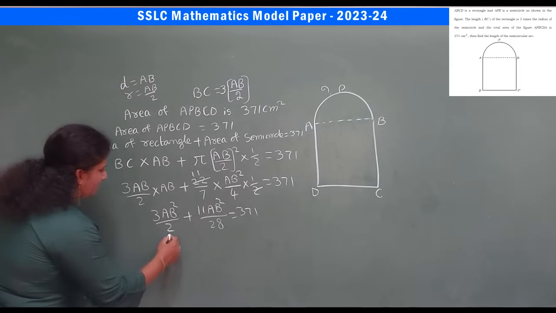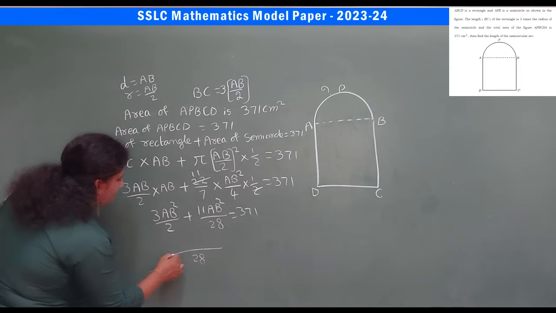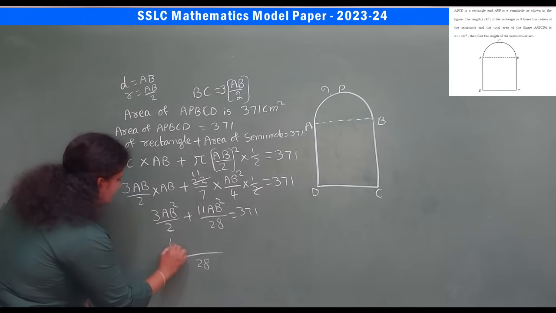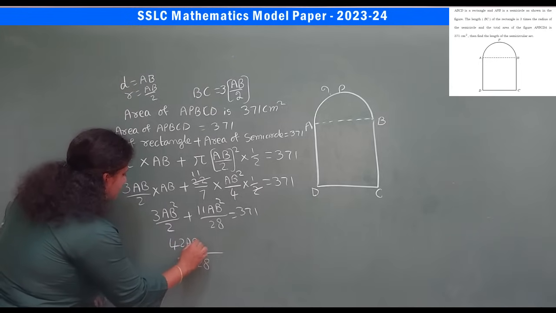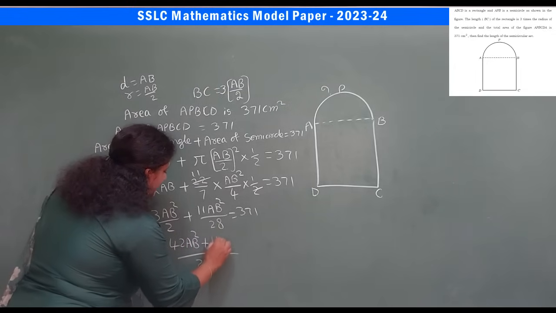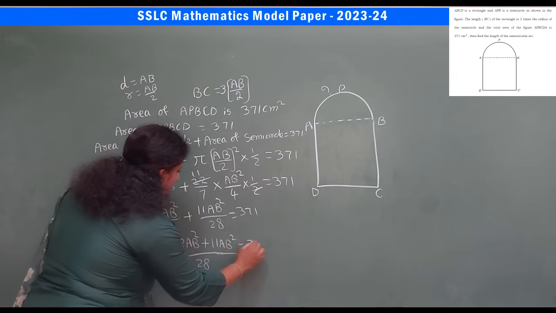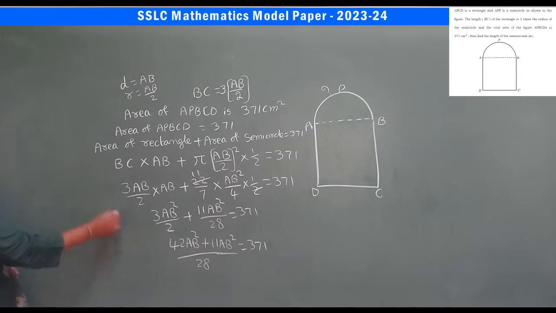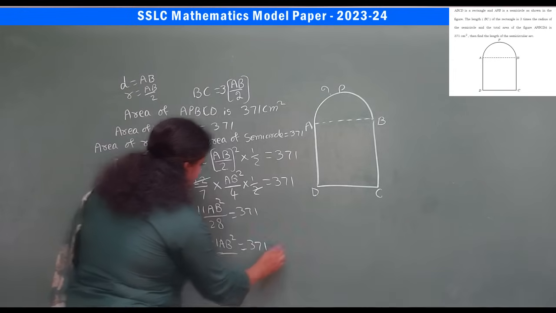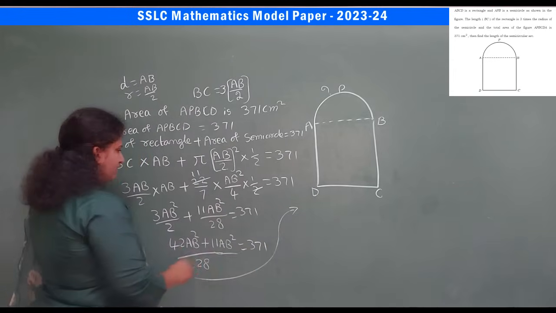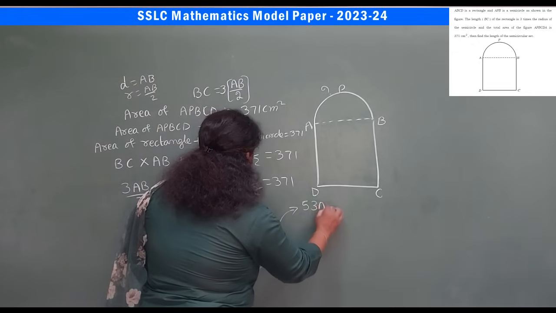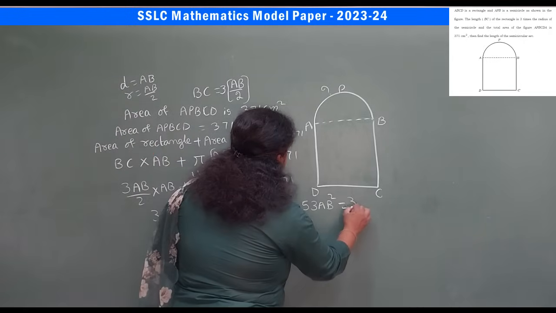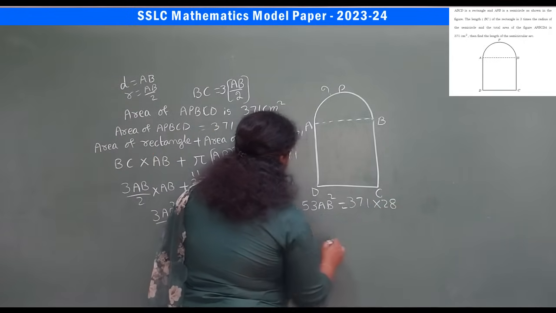Do LCM here. 28 is the LCM. 2 table where you get 28, that is 14. That 14 multiply here. 14 3s are 42 AB square plus 11 AB square is equal to 371. Okay. Now let me complete the problem here. 42 plus 11 will be 53. AB square is equal to, this denominator send to the other side, 371 into 28.